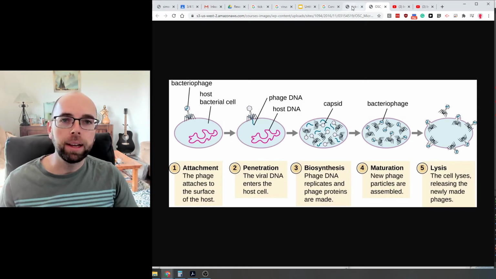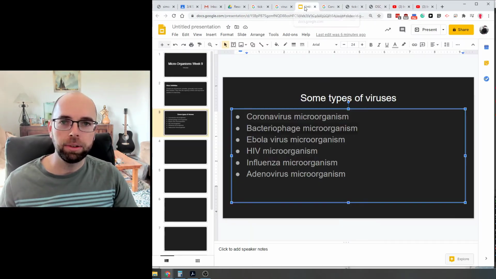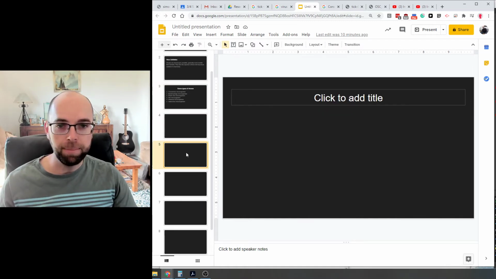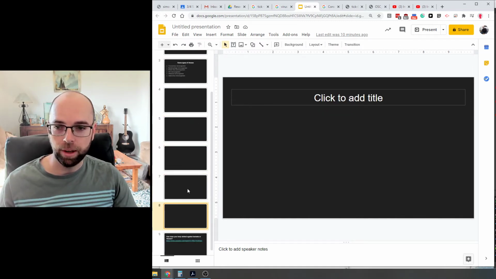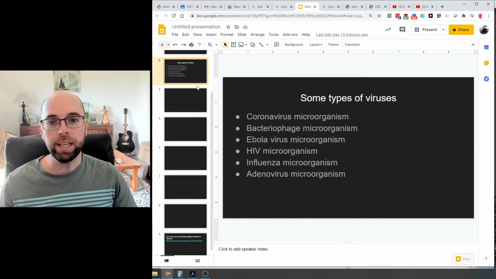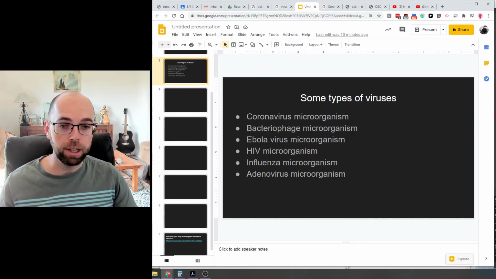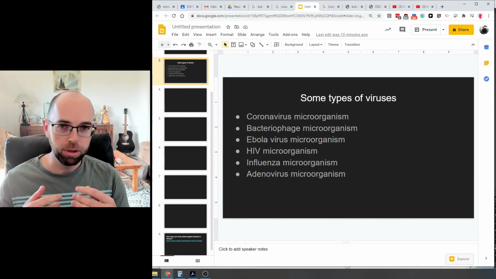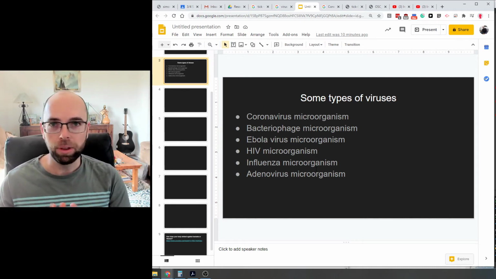Now let's go back to our sheet here. That was the bacteriophage. I'm going to show you guys what your task is for today. I've got a bunch of empty slides after this. What I want you guys to do is get some pictures of these different types of viruses. Viruses is an area that people go to university and study for years and years. So we're not going to be able to learn all there is to know about it. We're just doing a little introduction.